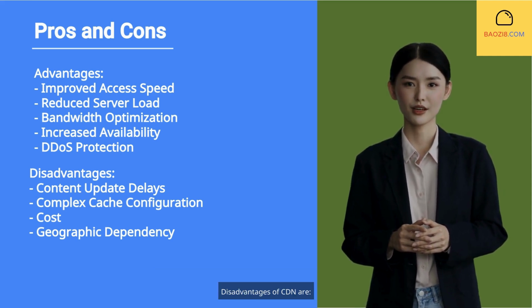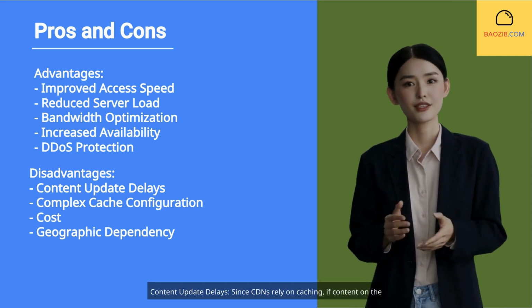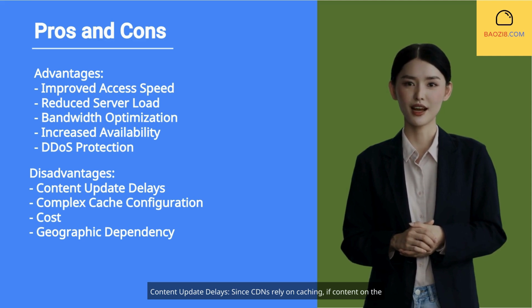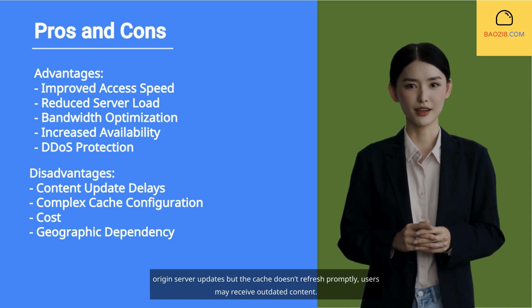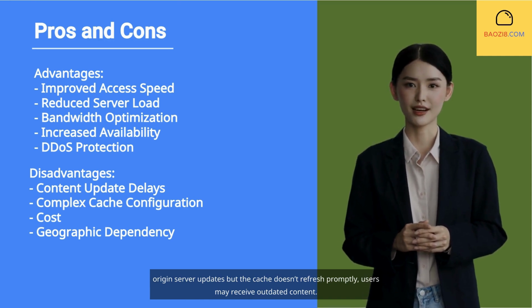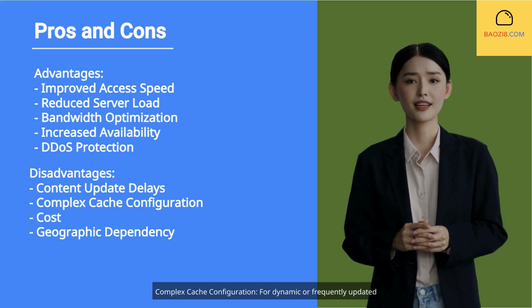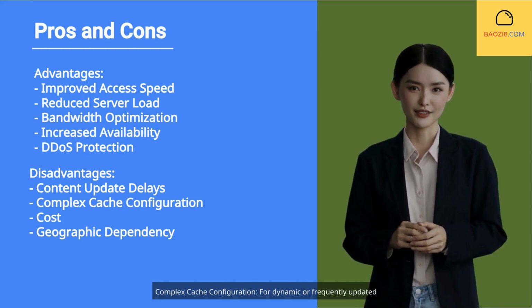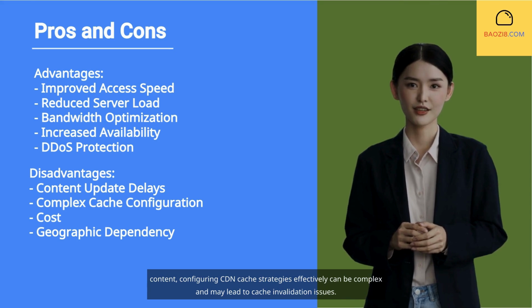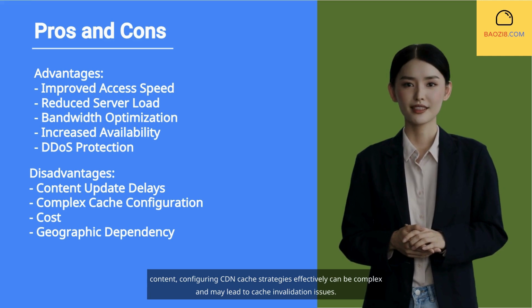Disadvantages of CDN are: 1. Content update delays. Since CDNs rely on caching, if content on the origin server updates, but the cache doesn't refresh promptly, users may receive outdated content. 2. Complex cache configuration. For dynamic or frequently updated content, configuring CDN cache strategies effectively can be complex and may lead to cache invalidation issues.